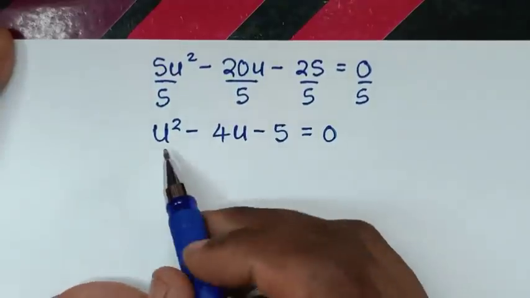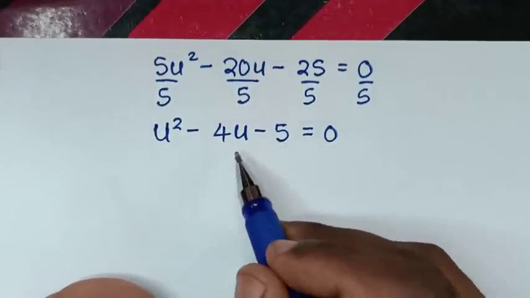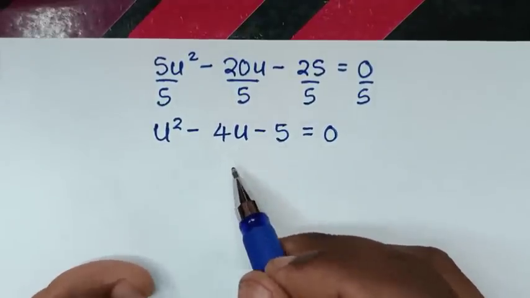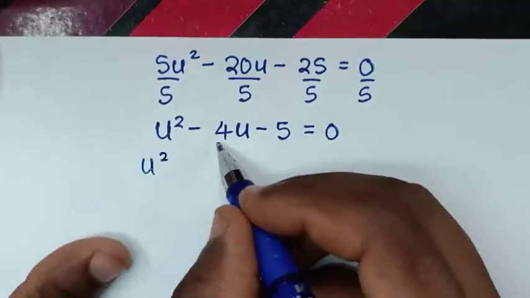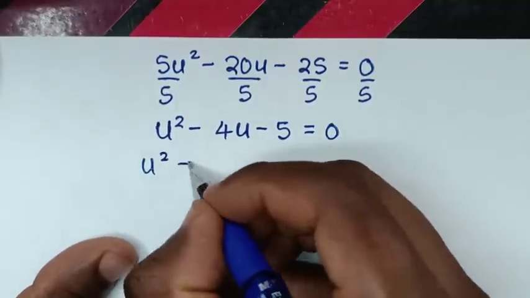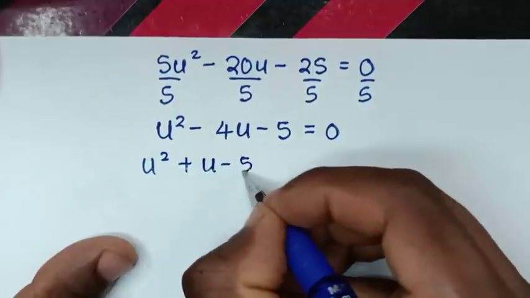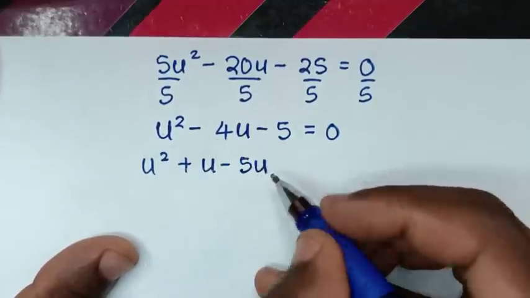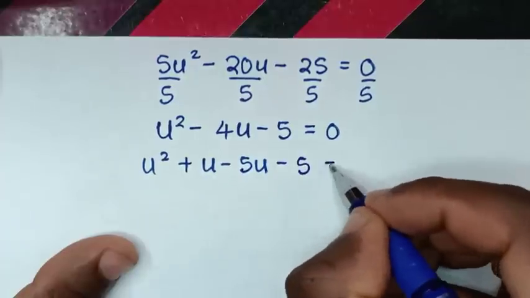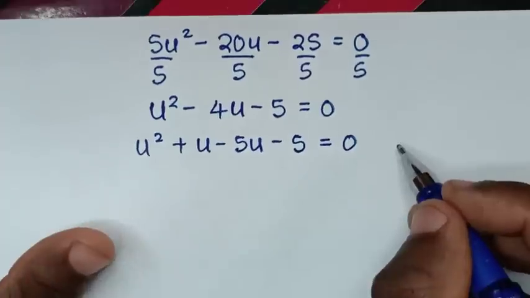Then in the next step, this quadratic equation can be solved by grouping and factorization. So here it will be u square minus 4u is same as plus u minus 5u. u minus 5u is negative 4u. Then minus 5 is equal to 0.